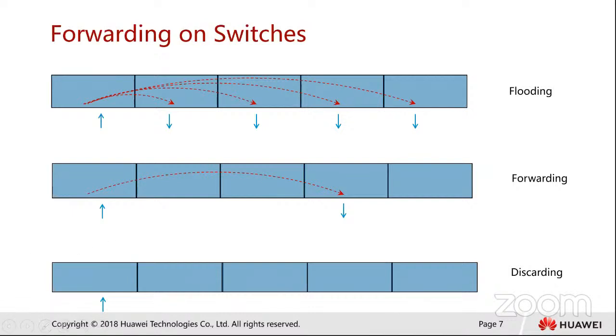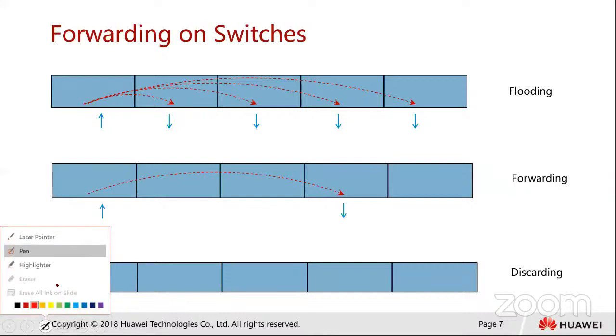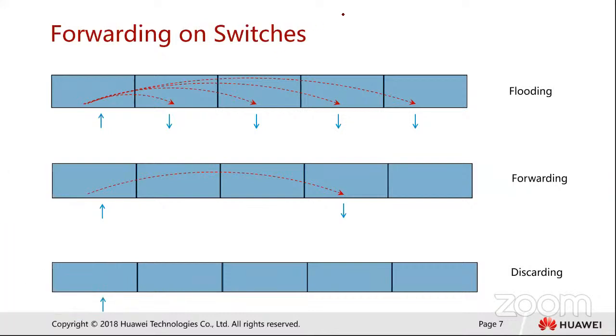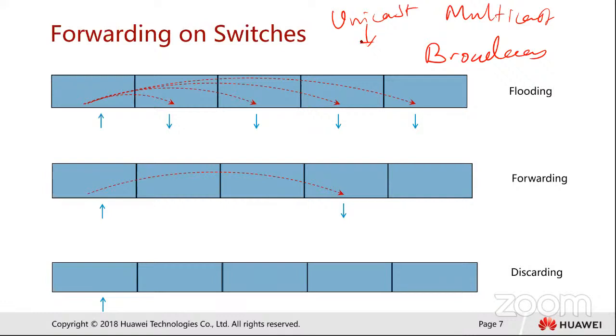So the basic principles of a switch are: upon the receipt of a unicast frame. The unicast frame, remember we talked about those frames lastly. We said we have unicast, multicast, and broadcast. Unicast is intended for one host, multicast is for many, and broadcast is for all.